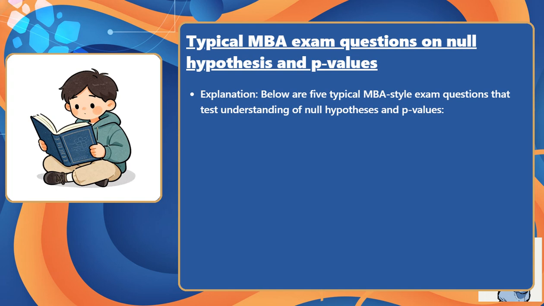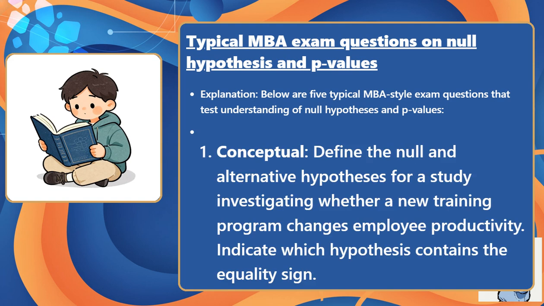Explanation. Below are 5 typical MBA-style exam questions that test understanding of null hypotheses and p-values. 1. Conceptual: define the null and alternative hypotheses for a study investigating whether a new training program changes employee productivity. Indicate which hypothesis contains the equality sign.